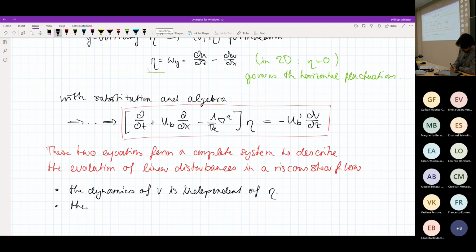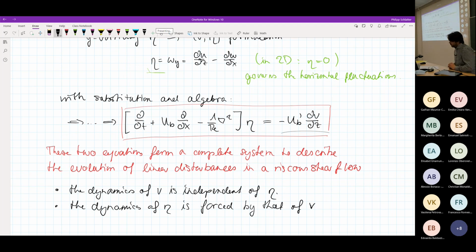And of course, as a consequence, the dynamics of eta is actually dependent on V, or one can also say is forced. So there's a force that goes in here on the right-hand side of the eta equation. So it's forced by the dynamics or by that of V. So eta is not independent of V.